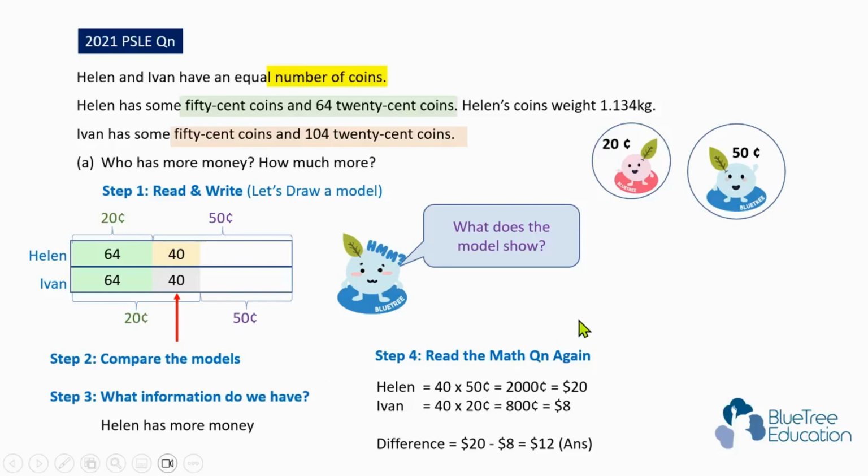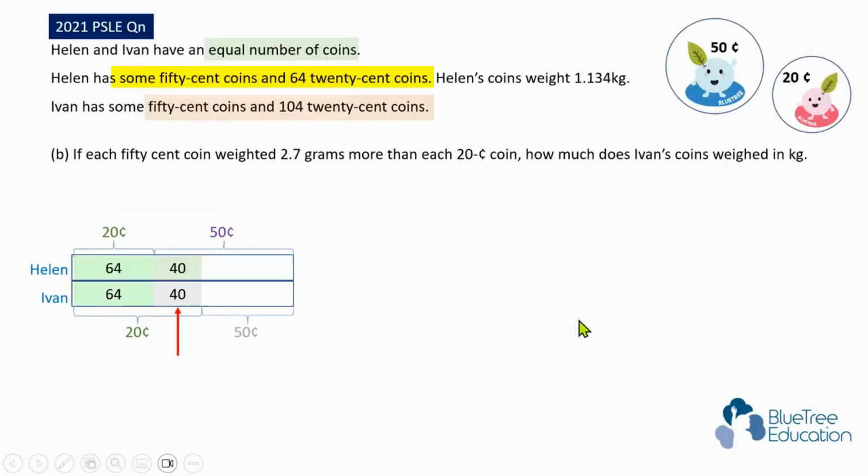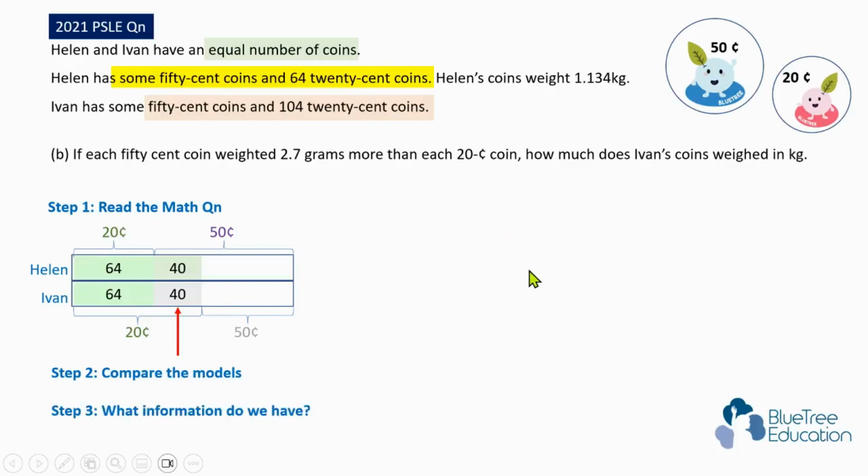Are you ready for the next part? Okay, so we have a part B in the question. It says that if each 50-cent coin weighed 2.7 grams more than the 20-cent coin. Now this is the part where you can see the grams over here and the kilograms mentioned above. It's going to start connecting with each other. Then again, the model is your best friend, because from the model you could tell that there's 40 50-cent coins and 40 20-cent coins, right?